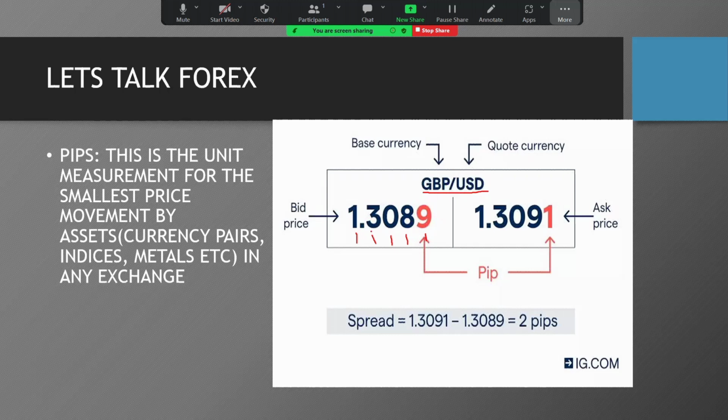So let's say this 1.3089 changes to 1.3090. This is what they call 1 pip movement. That changed from 1.3089 to 1.3090. This is 1 pip movement. That is how to calculate pip. So if it goes up to 1.3090, that is positive 1 pip movement.